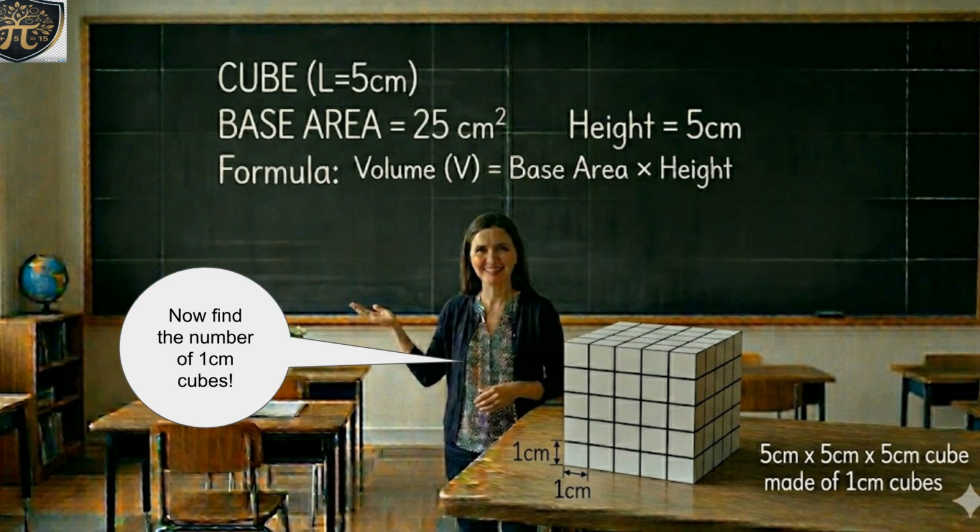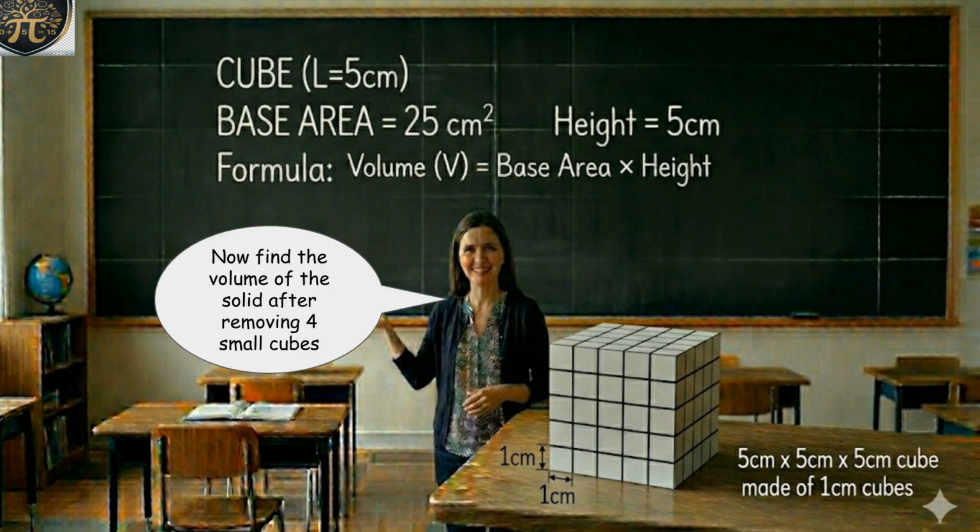Excellent job. Now, let's find the total number of 1 centimeter cubes that make up this 5 by 5 by 5 centimeter cube. The number of small cubes is 5 times 5 times 5, which is 125 cubes. This confirms the volume is 125 cubic centimeters. Now, look at the working. The volume is indeed the number of unit cubes contained in the solid.